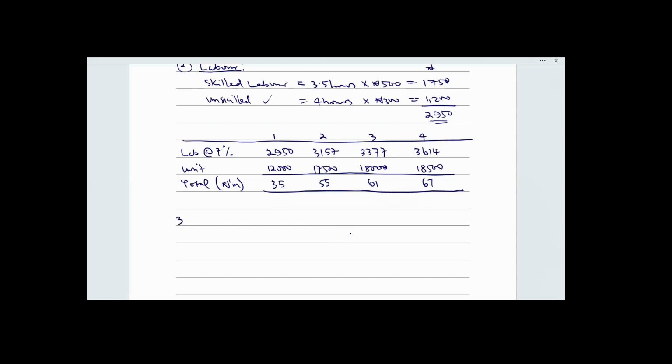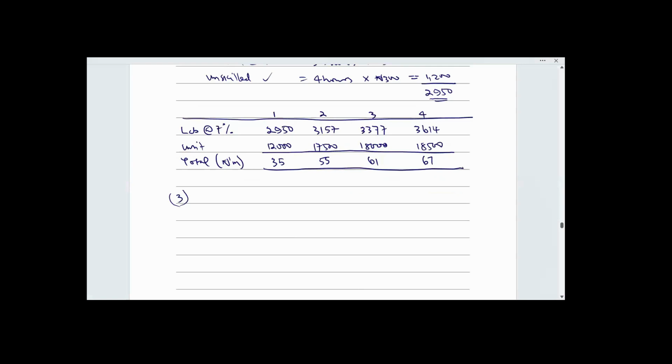Number 3. I will go back to the question. The next item is materials. And under materials, there are 4 items. So we have material Z, component P, component Q, and other variable costs. So let's pick them one after the other. The first item is material Z.